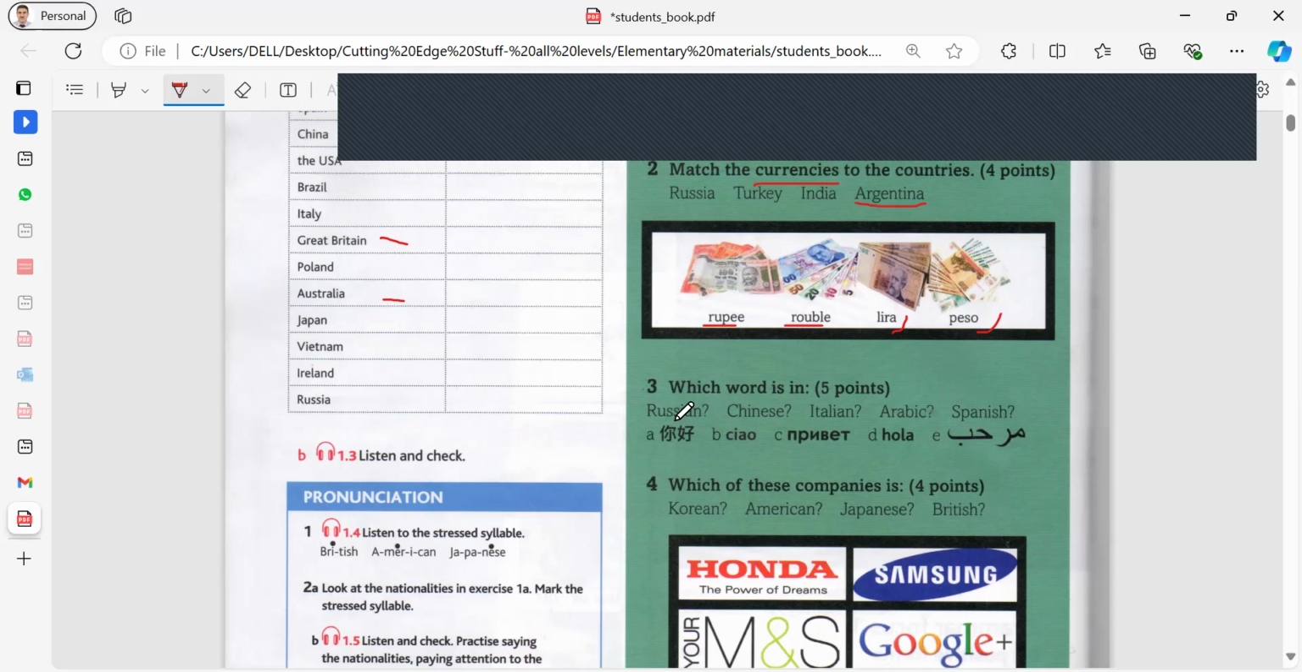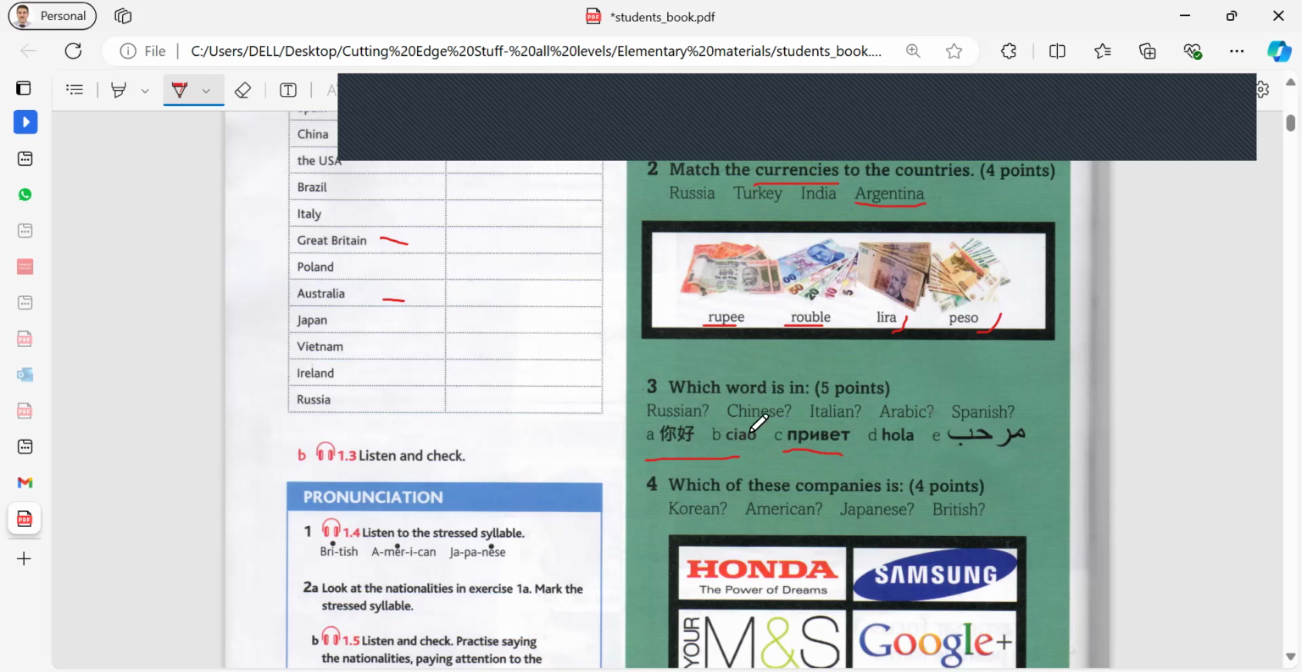Question two. Here we have some languages. Here the same meaning, but different languages. What do you think? Russian, Chinese, Italian, Arabic, Spanish. Which word is Russian? What do you think? A, B, C, D, E. C, this is Russian.